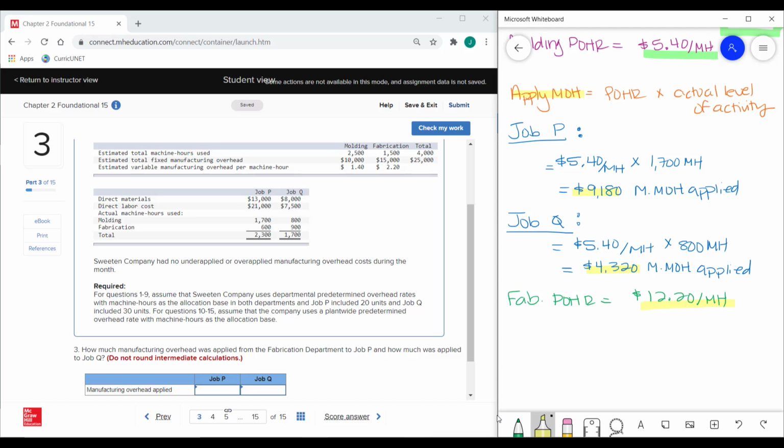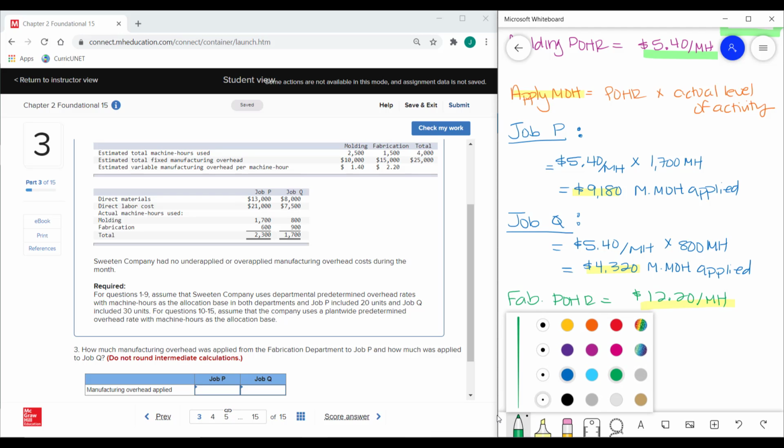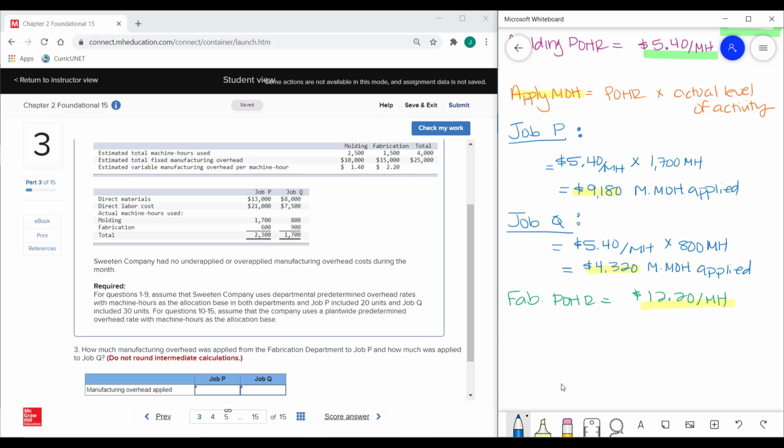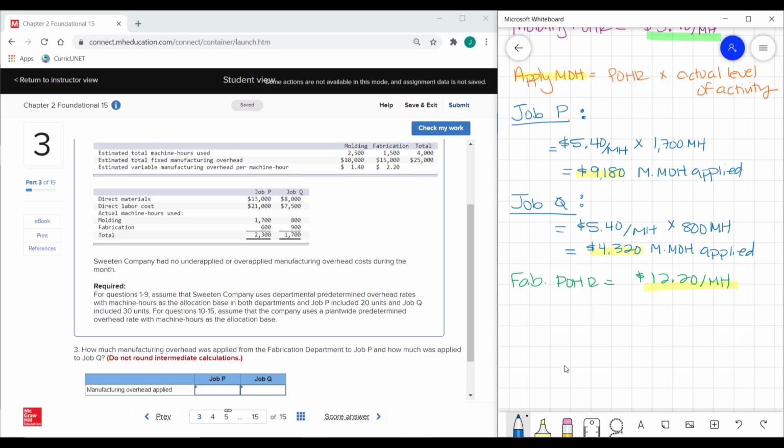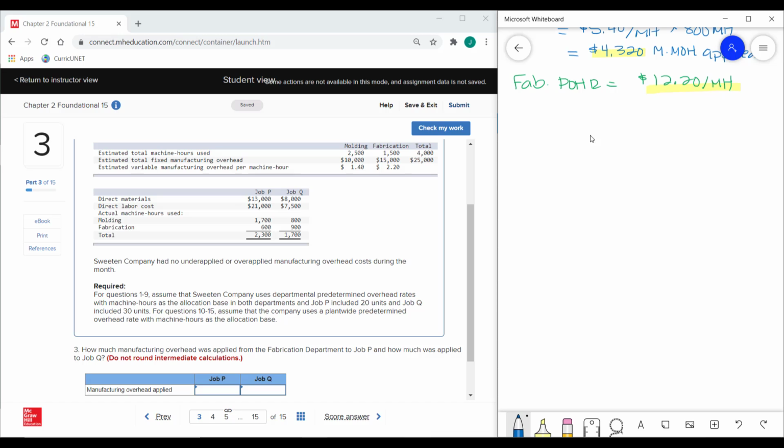I'm going to do the same exact thing here, just for the fabrication department, figure out how much of its overall estimated overhead to be broken up between the two jobs. So remember, how do we apply overhead? We take the pore times the actual level of activity. So we'll start once again with job P. We start with a pore of $12.20. So with the fabrication department, every machine hour on average, based on the estimations, is costing about $12.20 in overhead.